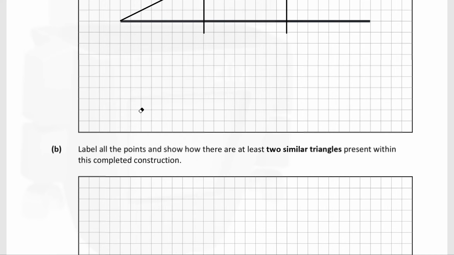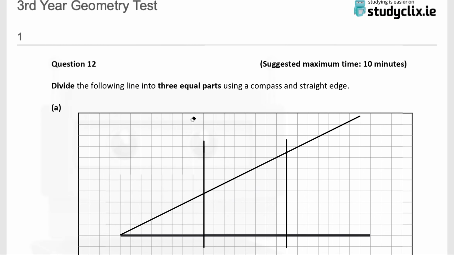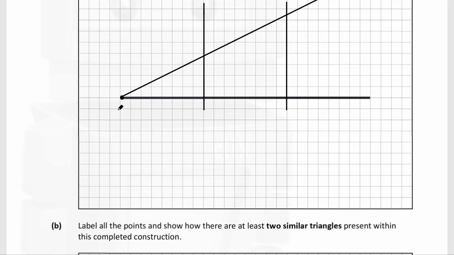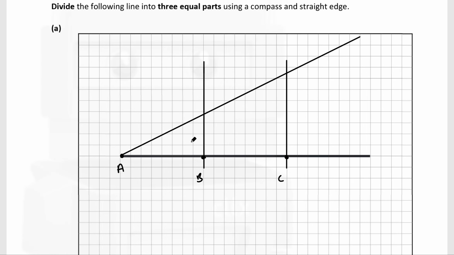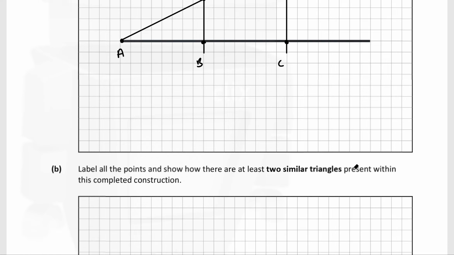So this part is going to focus on part B. It says label all the points and show how there are at least 2 similar triangles present within this completed construction. So you can label them whatever way you like, but I'm going to call this one A, then B, and then C, and then D, and then E. It doesn't really matter. It says show how there are at least 2 similar triangles present within the completed construction.